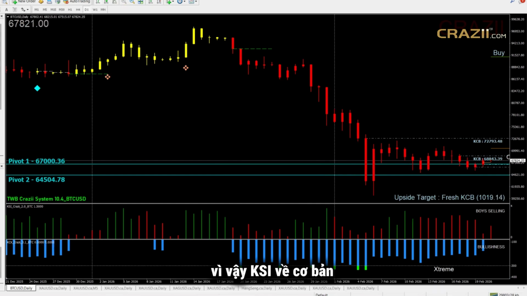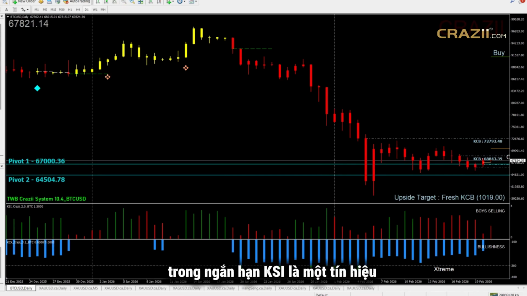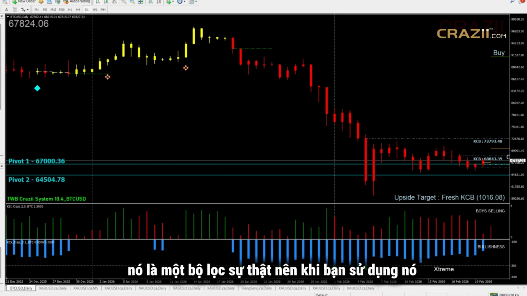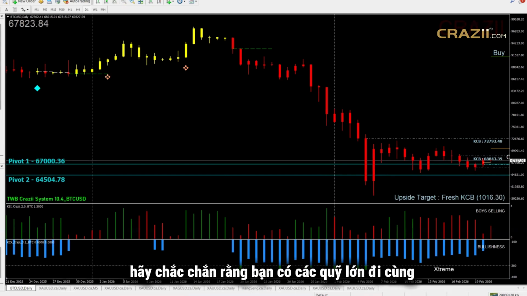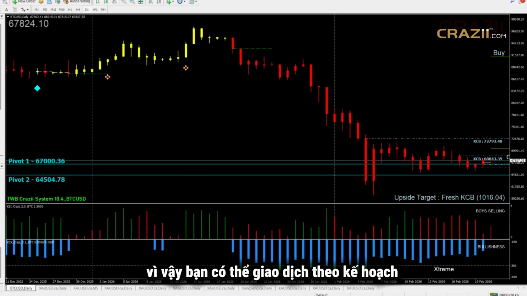So the KSI, basically the main role is for position sizing. When a valid signal aligns with the KSI, confidence increases. When the KSI contradicts the setup, exposure should be reduced or avoided. In short, the KSI is not a signal provider, not a signal generator. It's a truth filter. So when you are using it itself, please make sure that you have the big boys covering you. You know exactly what the boys are doing, so you can trade according to plan.